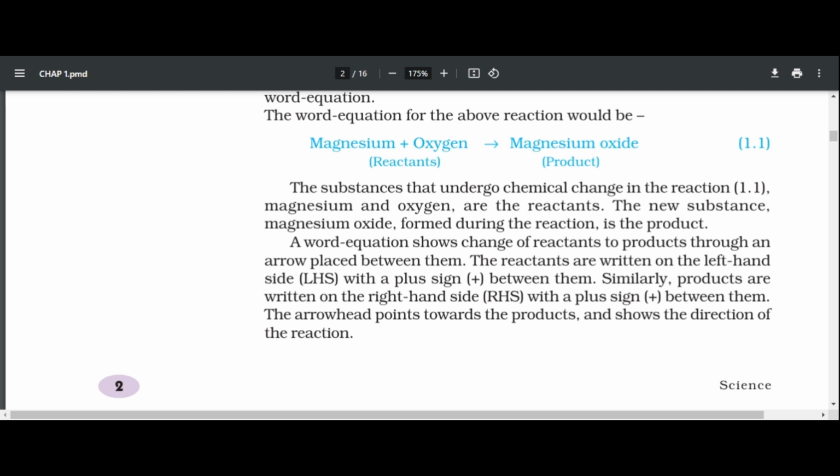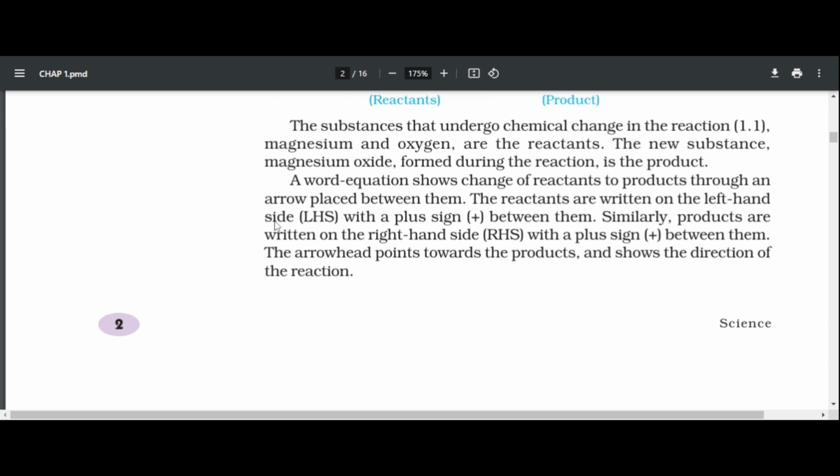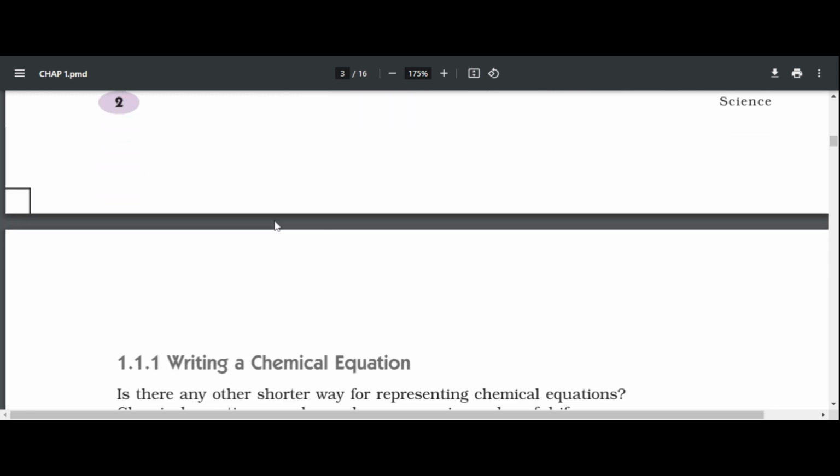A word equation shows the change of reactants to products through an arrow placed between them. The reactants are written on the left hand side, LHS, with a plus sign between them. Similarly, products are written on the right hand side, RHS, with a plus sign between them. The arrowhead points towards the products and shows the direction of the reaction.